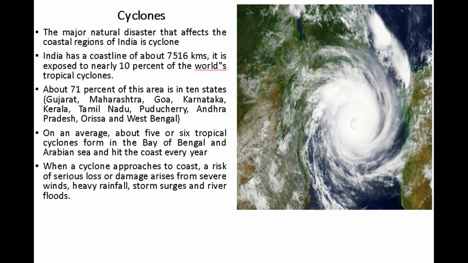On an average, 5 to 6 tropical cyclones form in the Bay of Bengal as well as the Arabian Sea. The cyclones arising in the Bay of Bengal and Arabian Sea may hit the coastal regions. When a cyclone approaches the coast, there is a serious risk of losses and damages, and this may arise because of the severe winds, heavy rainfall, storms as well as river floods.